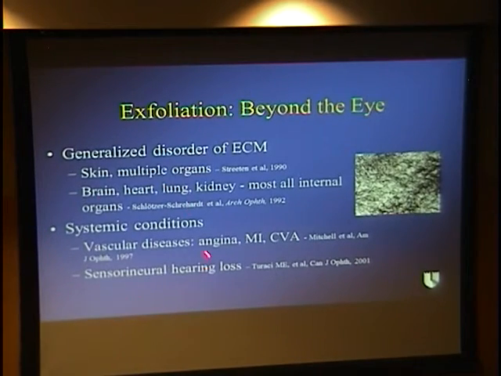There are systemic conditions, which Barbara and Alan and Ken and I and a group are trying to explore, if there's a way we can look at that with the tremendous database here at the Moran Eye Center and at the University of Utah. There is some suggestion that vascular disease is more common, as well as sensorineural hearing loss.